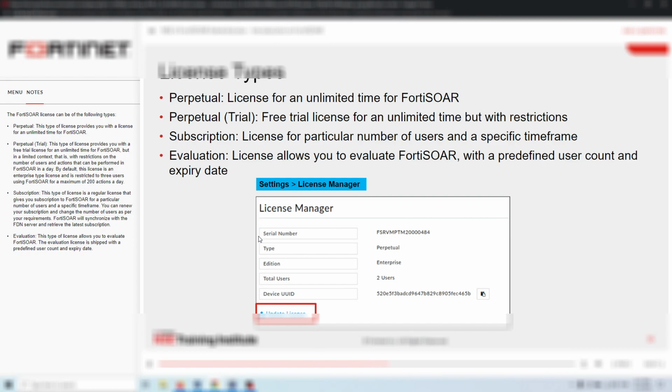Subscription. This type of license is a regular license that gives you subscription to FortiSOAR for a particular number of users and a specific time frame. You can renew your subscription and change the number of users as per your requirements. FortiSOAR will synchronize with the FDN server and retrieve the latest subscription. Evaluation. This type of license allows you to evaluate FortiSOAR. The evaluation license is shipped with a predefined user count and expiry date.